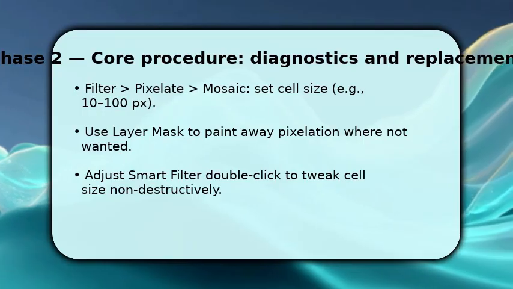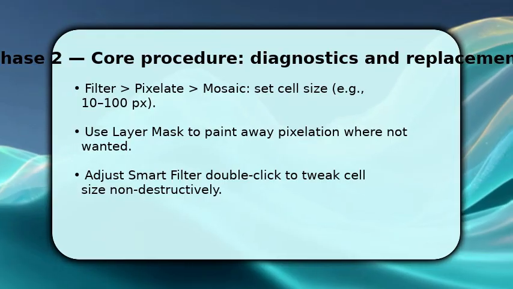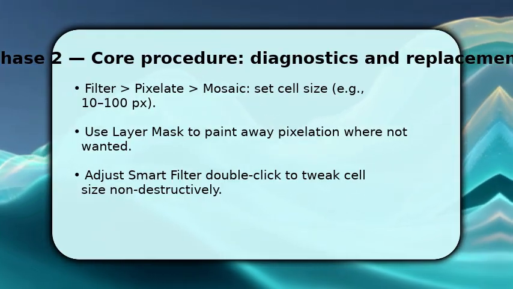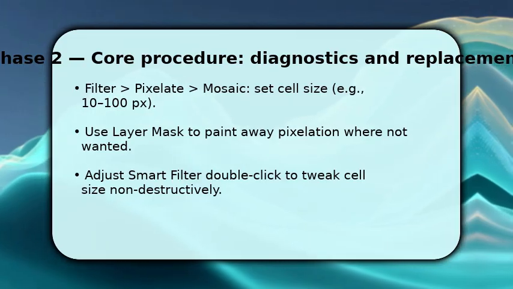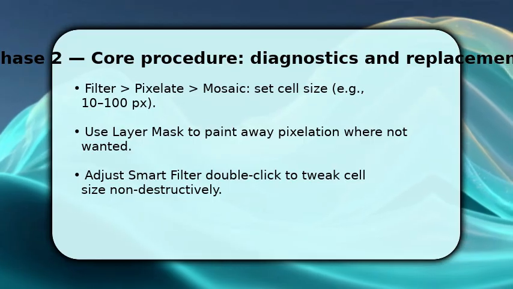You then go to Filter, choose Pixelate, and pick Mosaic to set a cell size. Higher numbers give blockier pixels, lower numbers preserve detail. Because you used a smart object, the Mosaic becomes a smart filter you can double-click to change.